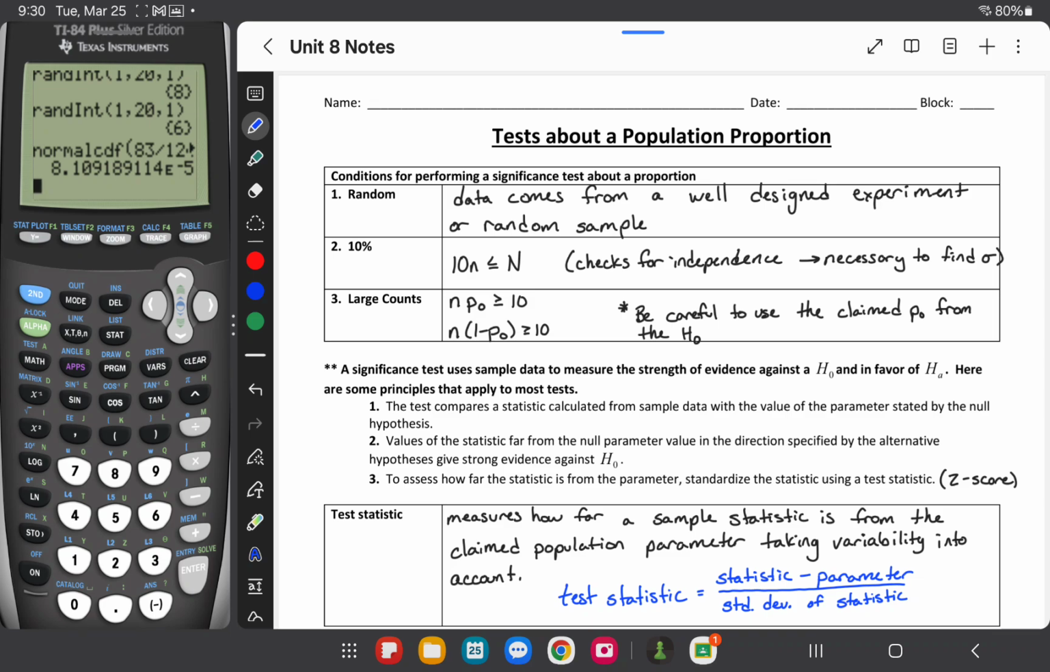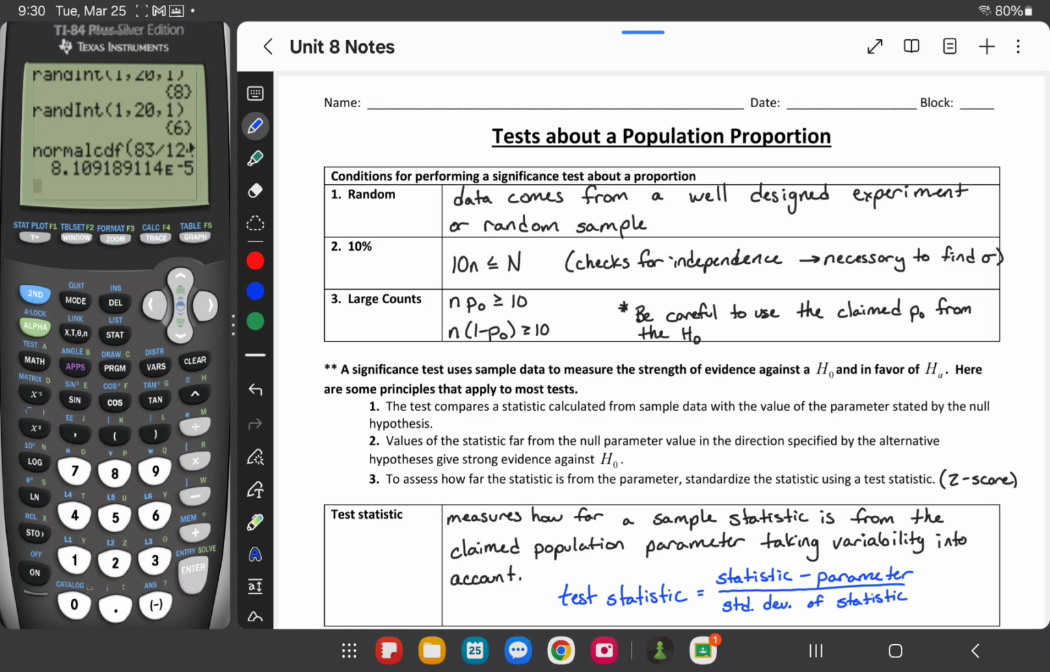To begin with, let's make sure we understand what conditions we need to have met. By the way, these are the same conditions that we used for confidence intervals for a proportion, so it's a nice thing that we don't have to relearn some of this stuff. But just as a friendly reminder, the first condition is randomness. We have to make sure the data comes from a well-designed experiment or random sample. Next, the 10% condition: we have to make sure that 10 times our sample size is less than or equal to our population size. As a reminder, that's what we use to check for independence. It's also what's necessary in order to calculate our standard deviation.